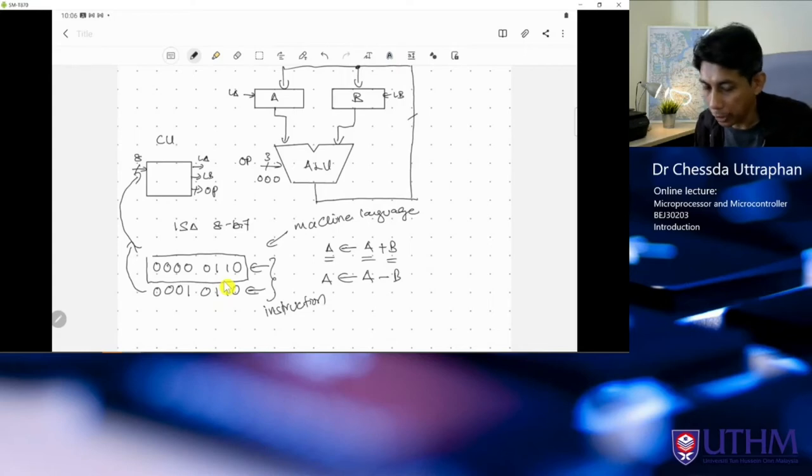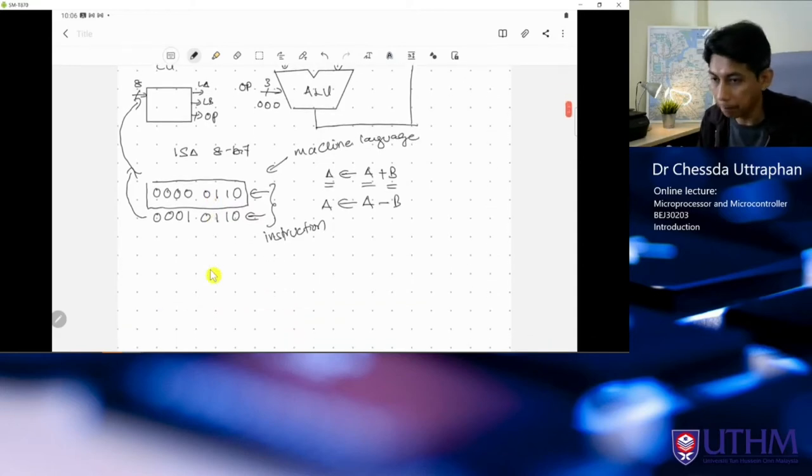We will not use machine language because it is very difficult. The code is binary, which is very, very difficult for us humans to interpret. We need to open the manual. What is meant by 000? Is it add or is it sub? And what is this? So this is very, very hard. So we will use a platform where we can write a language that is closer to human language. The first one is called assembly language.